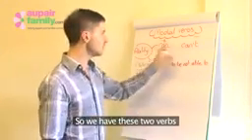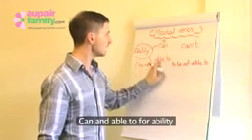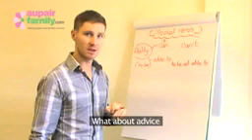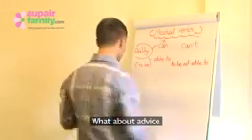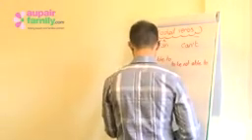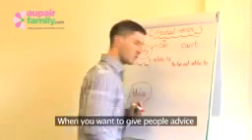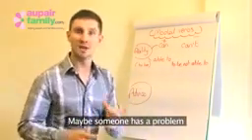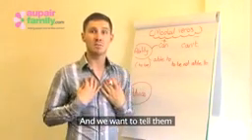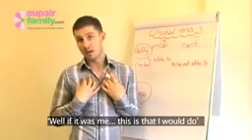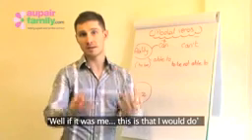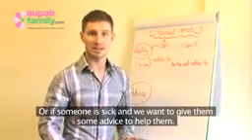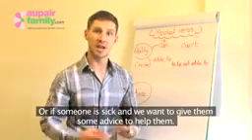So we have these two verbs, can and able to, for ability, positive and negative. What about advice? When we want to give people advice, maybe someone has a problem and we want to tell them, well, if it was me, this is what I would do, yeah? Or if someone is sick, we want to give them some advice to help them.